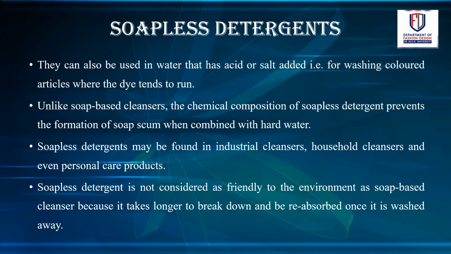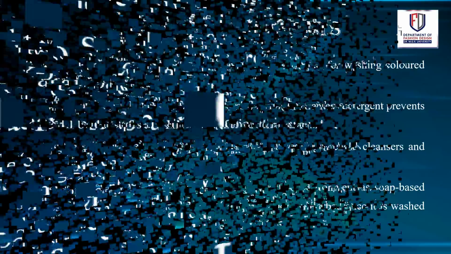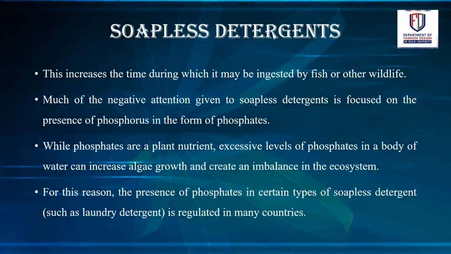Soapless detergent is not considered as friendly to the environment as soap-based cleanser because it takes longer to break down and be reabsorbed once it is washed away. This increases the time during which it may be ingested by fish or other wildlife. Much of the negative attention given to soapless detergents is focused on the presence of phosphorus in the form of phosphates.